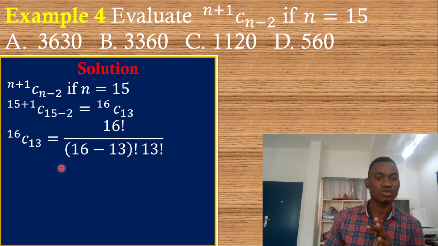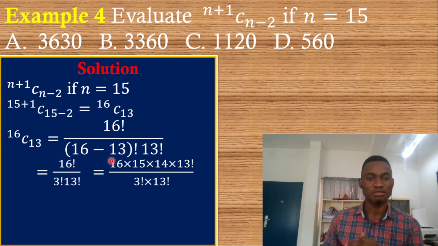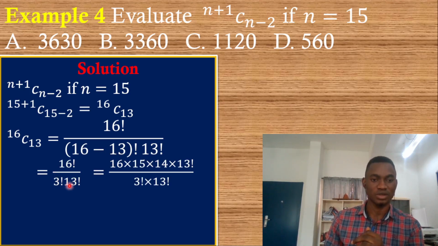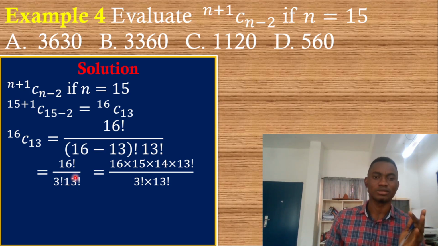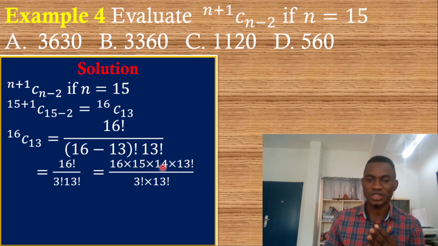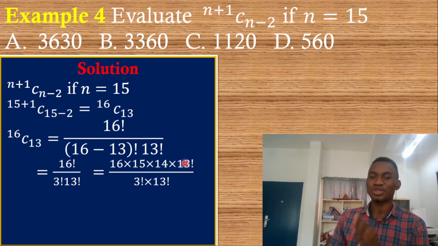All right, our n is what? 16. Then our r is what? 13. So 16 minus 13 gives us 3. Then we retain our 13 factorial. We have 16 factorial over 13 factorial, and we already know what a factorial is. 16 factorial is same as 16 times 15 times 14 times 13 factorial. We stop at 13 factorial so that the 13 factorial down can cancel the 13 factorial up.